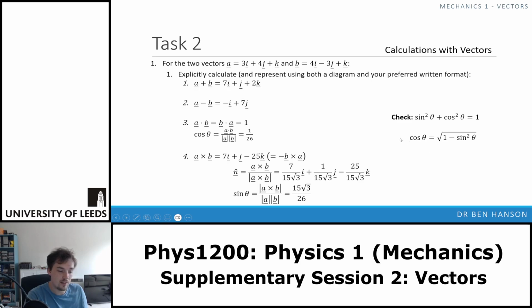I did it this way for some reason, right? Cos squared is 1 minus sine squared. 1 minus that squared is 225 times, I can't do that in my head. If I had a calculator though, it'd give me 1 over 26, which is exactly what we got here. So that means that the cross product does indeed give us sine theta. And it's related to the dot product via that angle. Super interesting.